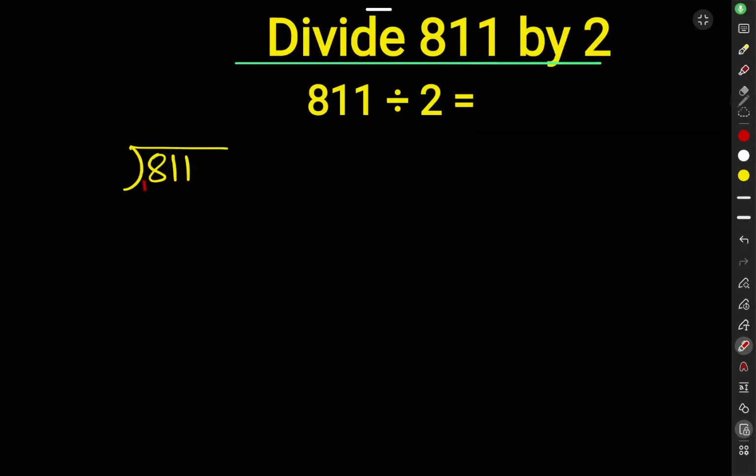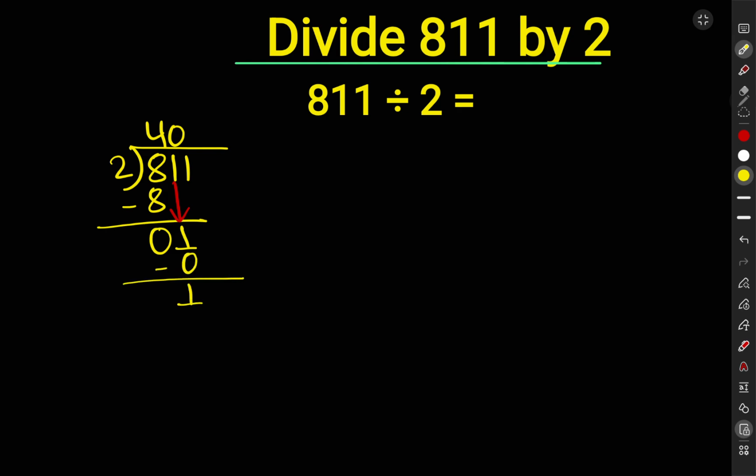We divide 811 by 2 in long division method. So 2 times 4 is 8. On subtracting we get 0. So now we put down this 1 and 2 times 0 means 0. On subtracting we get 1.